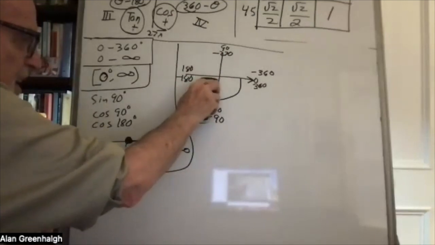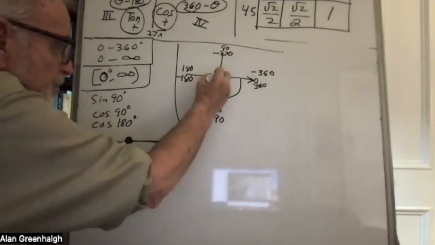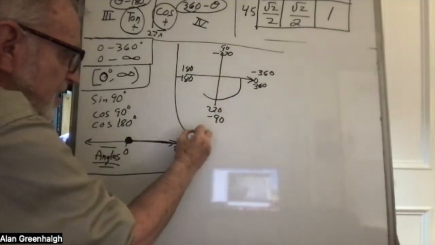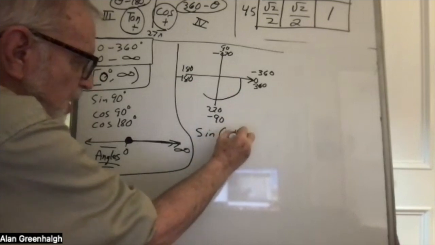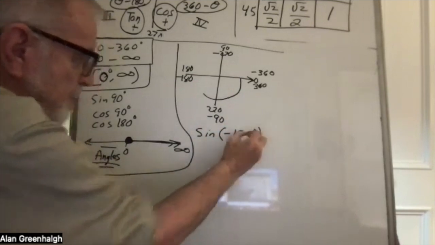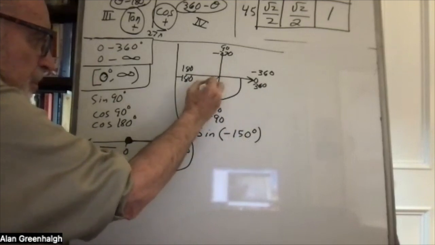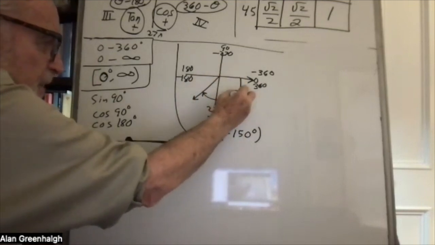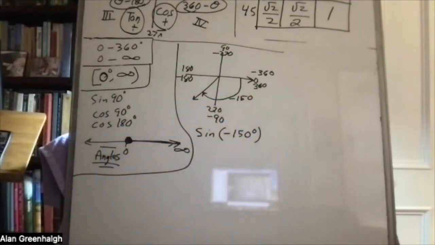That's a negative. That's what a negative angle looks like. Let's take the sine of negative 150 degrees. Where is that? It's over here. This is negative 150 degrees. How do you do this?